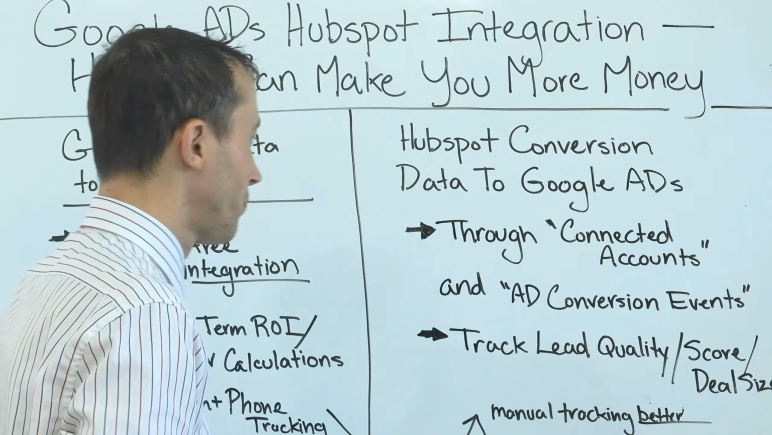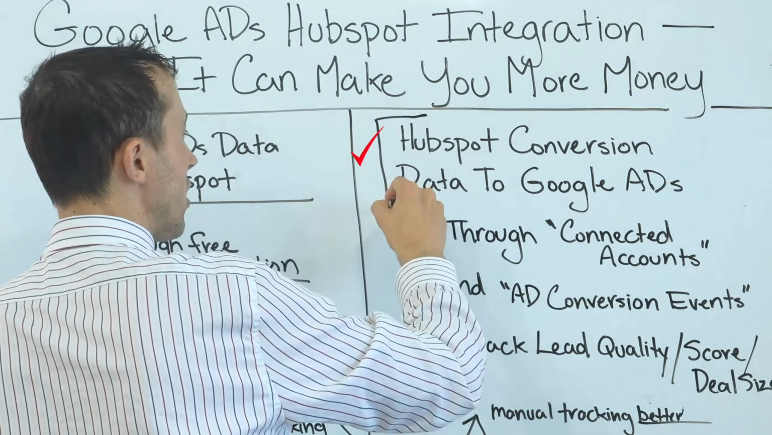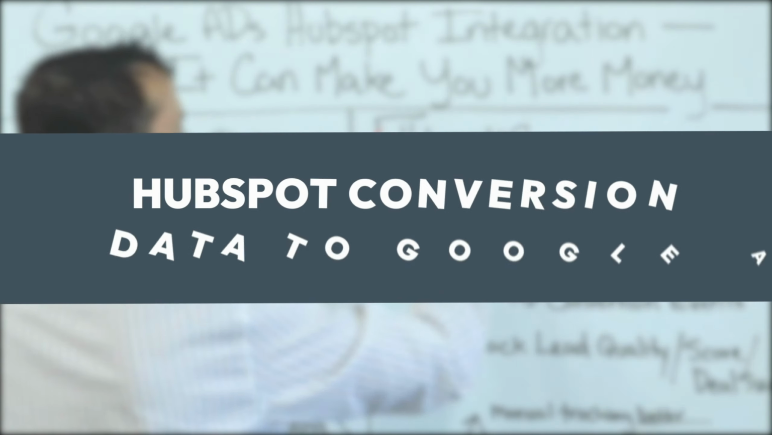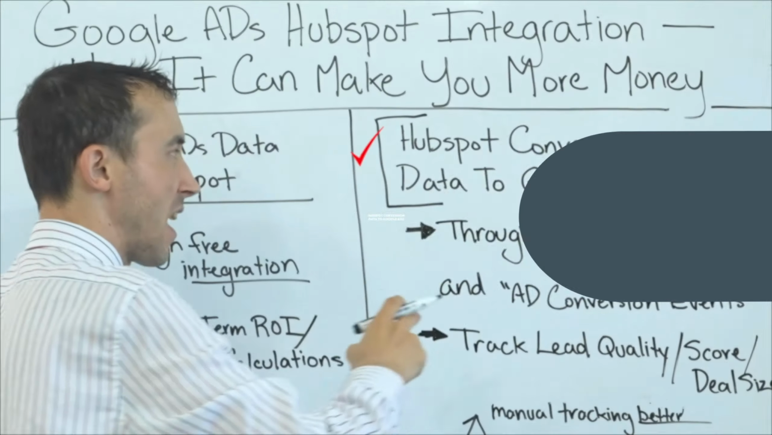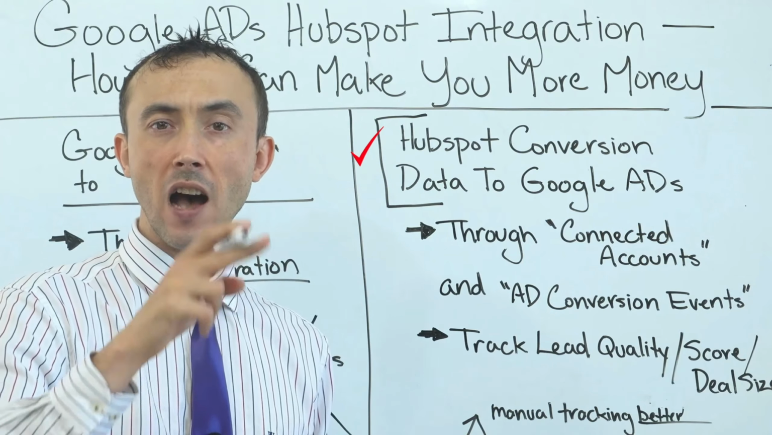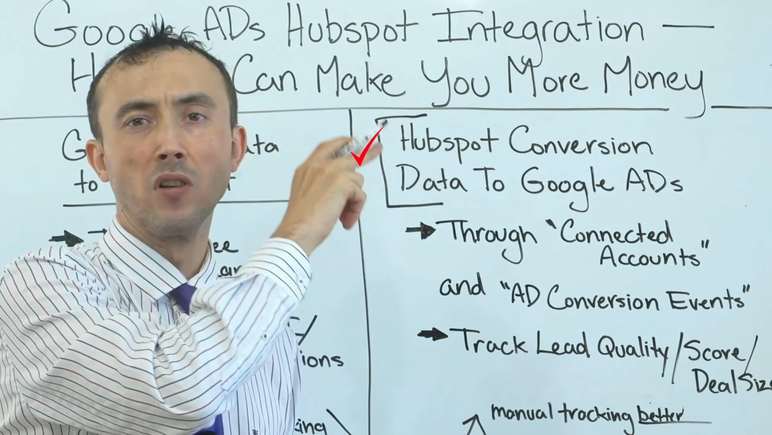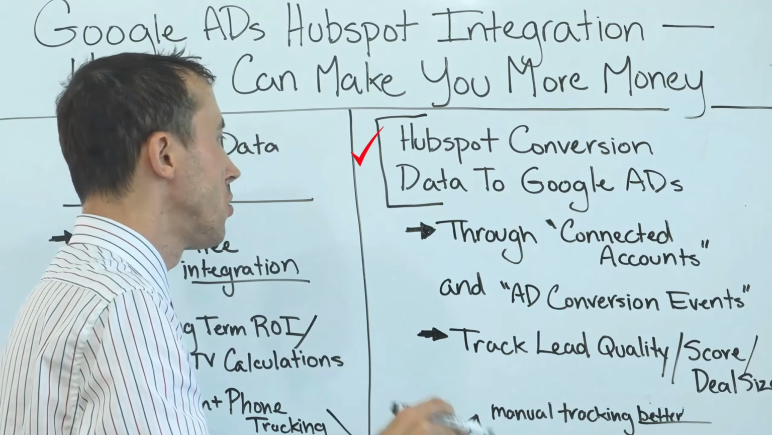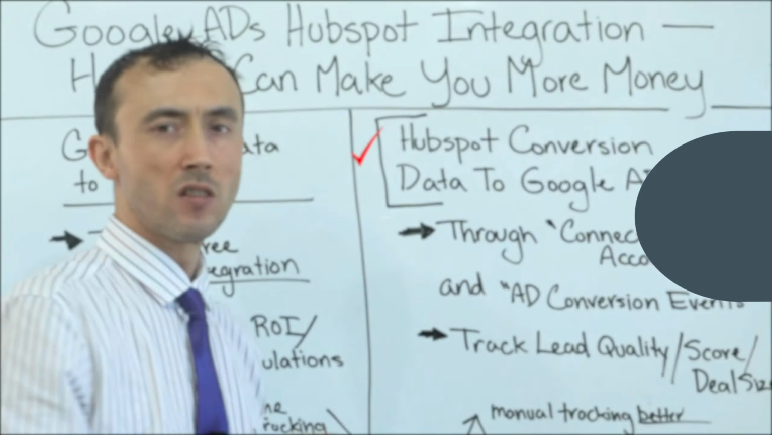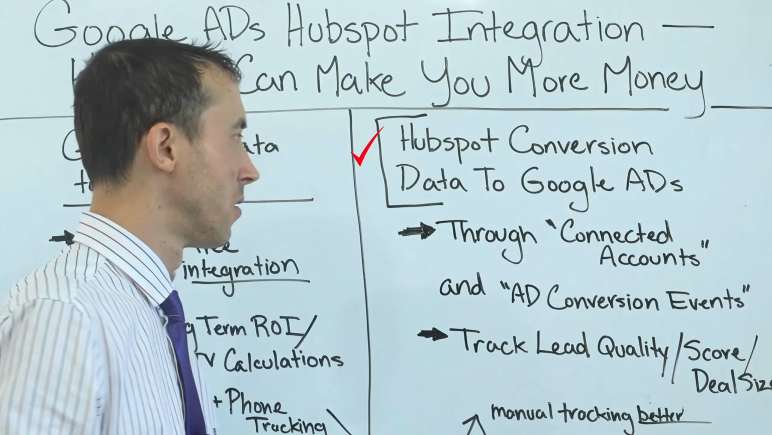But with that said, getting back to the topic at hand here, the integration that you get that provides you data from your HubSpot account back to your Google Ads account. So when you get a really good lead in that turns into profit, lots of profit, and you want to tell Google about it so they can get you more people like that with the same traits, you can do this in Google Ads, the connected accounts. You can Google this, now or after the video.